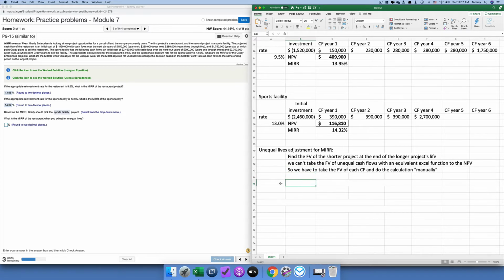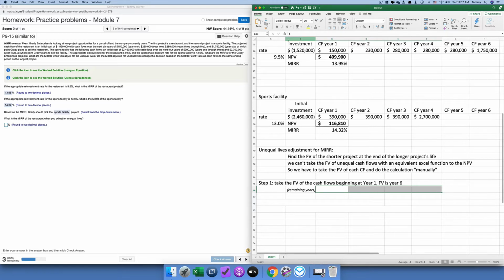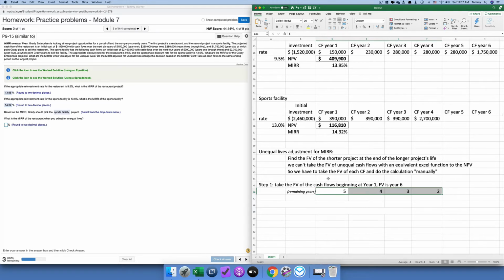Okay, so the first thing you want to do is take the future values of all of these cash flows beginning in year 1, and then we want to designate them as the future value in the final year of the longer project, which in this case is year 6. Okay, so what I've done to make that easier, right, is I've given index numbers for these headings, right? So, the number of remaining years, the number of periods that we use in the future value calculations.